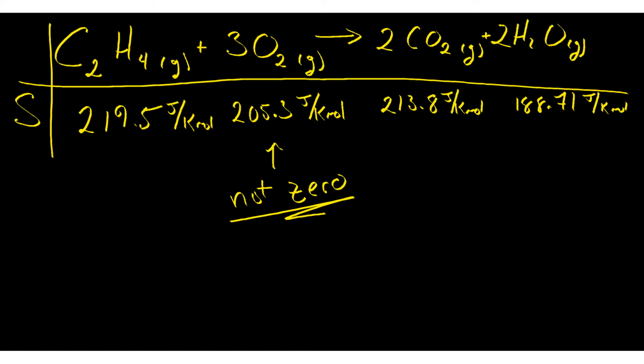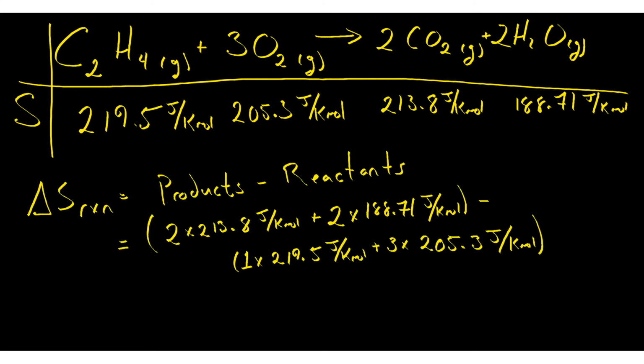All right. So delta S of the reaction, products minus reactants, is equal to 2 times 213.8, that's carbon dioxide, plus 2 times 188.71, that's water, minus 1 times 219.5, that's the ethylene, or ethene, plus 3 times 205.3, that's our oxygen, giving us a delta S of reaction for this particular reaction of negative 30.38 joules per Kelvin. All right, that is not 0.